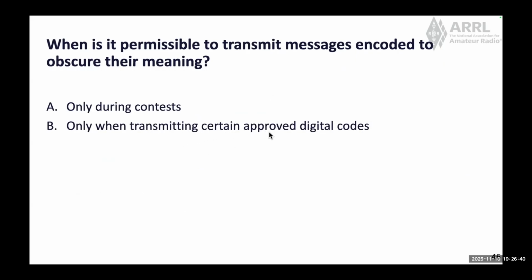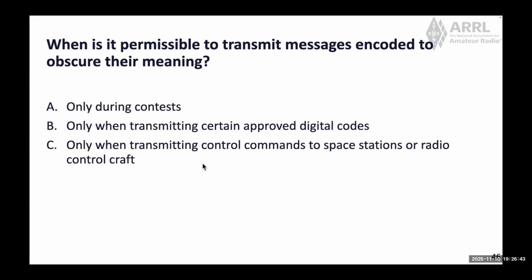When is it permissible to transmit messages encoded to obscure the meaning? Only during contests, only when transmitting certain approved digital codes, only when transmitting control commands to space stations or radio control craft, D, never. That's what I would have thought, D, but actually the answer is transmitting control commands to space stations or radio control craft. So you're allowed to do encoded messages, but it's only when you're doing it for space stations or radio control craft. So the answer is C. Kind of a tricky question there.